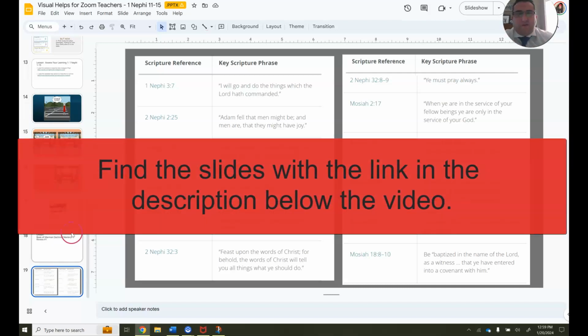I hope those quick little videos or visuals are helpful to you. Sometimes just a little bit of variety in what we show our students in simple little ways on Zoom can make all the difference in engaging and having a little bit of fun and enjoyment in our class.